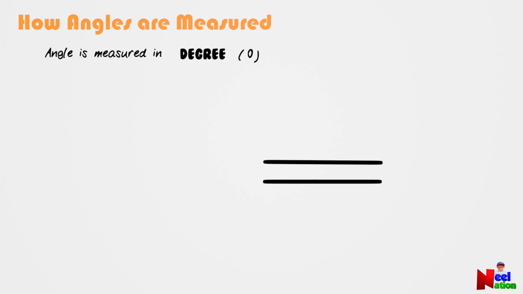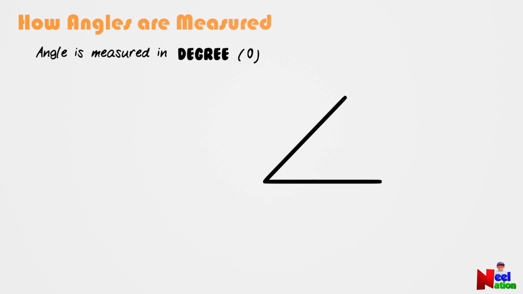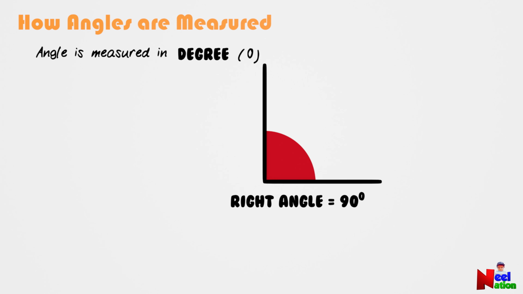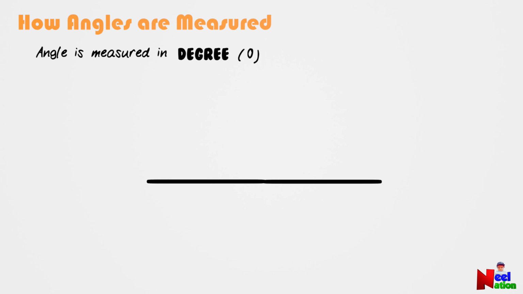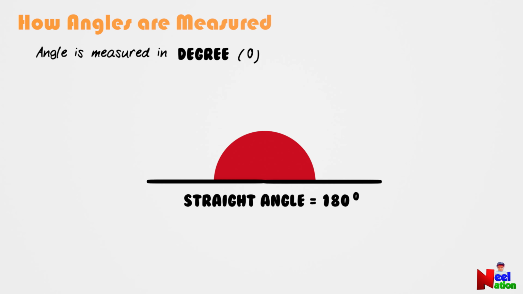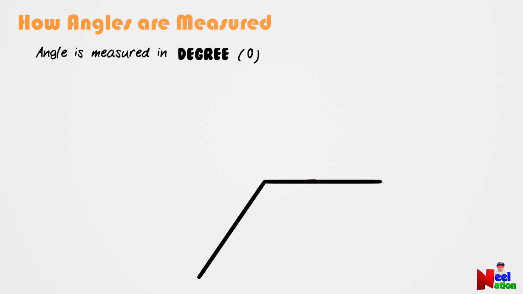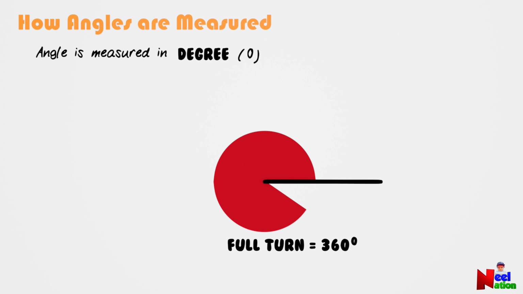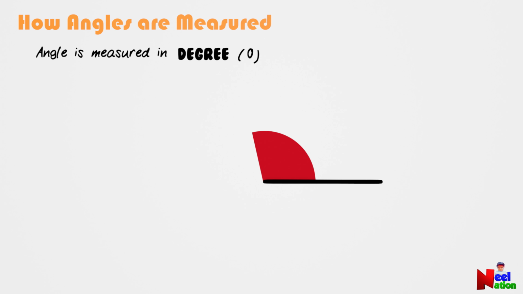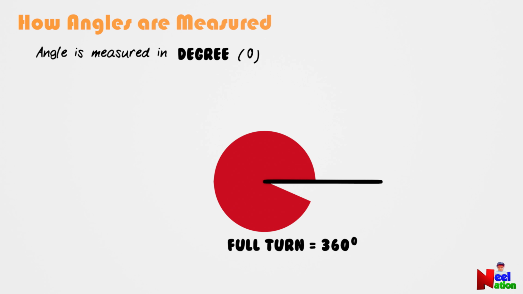We measure angles in degrees. Degrees. Written with a small circle. Right angle equals 90 degrees. Straight angle equals 180 degrees. Full turn equals 360 degrees. A circle has 360 degrees in total. Degrees are like tiny steps in a circle. If you walk all 360 steps, you are back where you started.